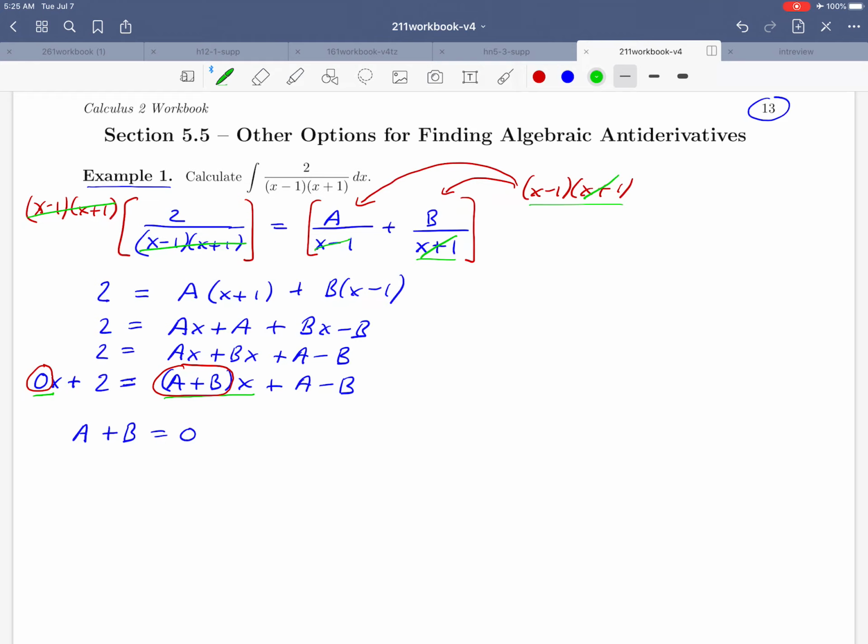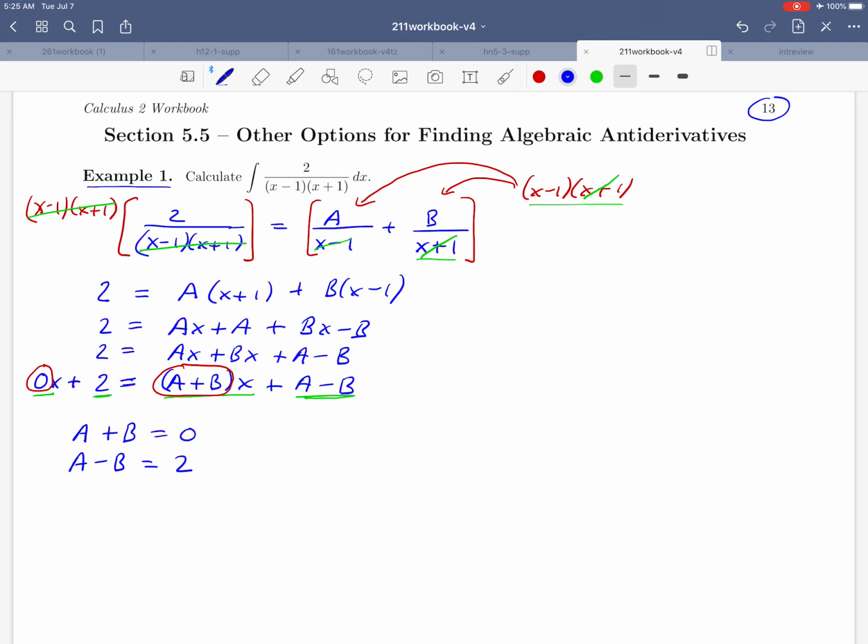For this equation to be balanced, the constant term on the left has to match the constant term on the right. Those two also have to be equal, or this equation is not going to be a true statement. So that tells us that a minus b has to equal 2.